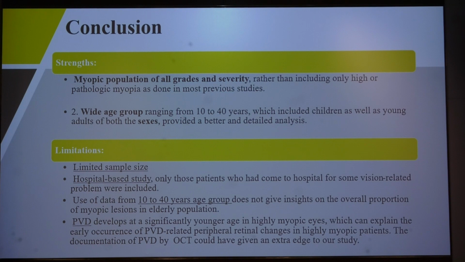Certain limitations were there. It was a limited sample size, and it was a hospital-based study in which only those patients who had come to the hospital for some vision-related problem were included. Use of data from the 10 to 40 years age group does not give insights on overall proportion of myopic lesions in the elderly population, as certain lesions like chorioretinal atrophic changes are more common in the elderly age group. Then PVD develops at a significantly younger age in highly myopic eyes, which can explain the early occurrence of PVD-related peripheral retinal changes in highly myopic patients. The documentation of PVD by OCT could have given an extra edge to our study.